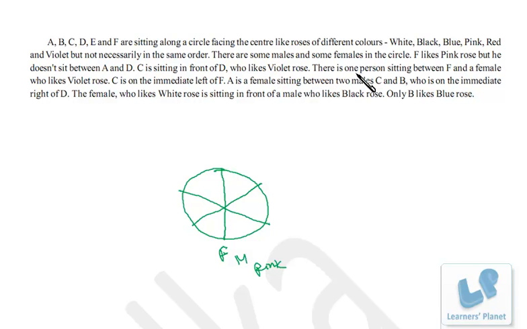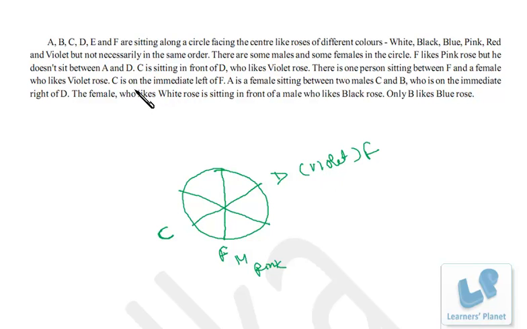C is sitting in front of D who likes violet rose. There is one person sitting between F and the female who likes violet rose. C is on the immediate left of F. Okay, C is here and C is sitting in front of D, that means D is here. So this is violet and that is female. That means D is female, likes violet rose.